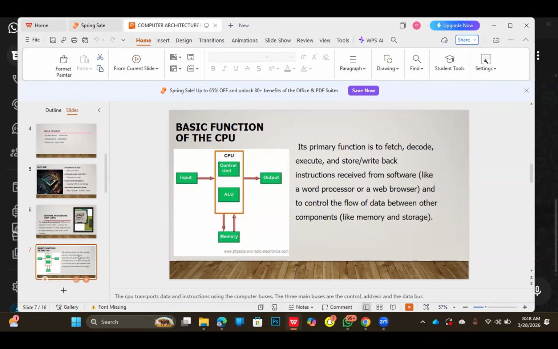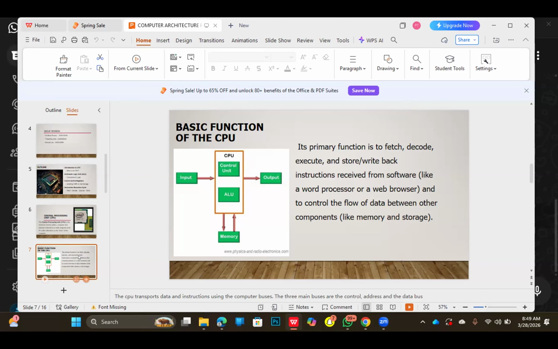So for the basic function of the CPU, we have the control unit shown on the diagram over here. On the top side, we have the control unit, and within the CPU we also have the arithmetic logic unit, performing the logic operations. When we go to the left side, we have the input of information. When the input is entered by a user into the system, the CPU processes all the logic aspects, executes it, fetches all details, then brings out the output.